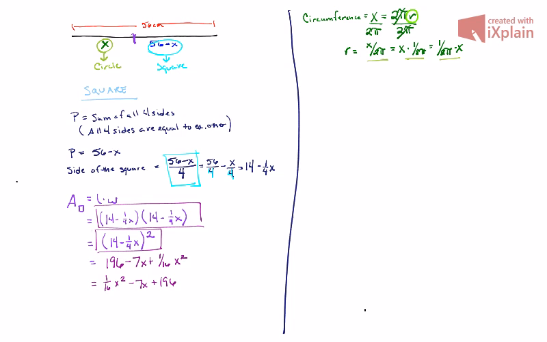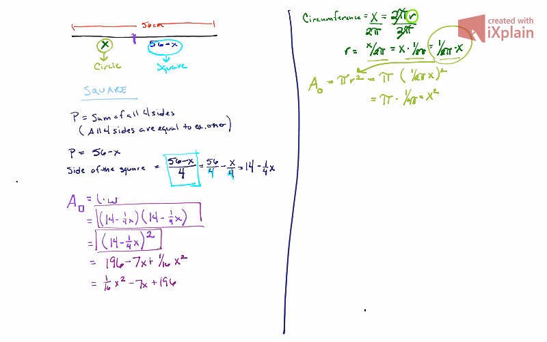So now we have enough information to find the area for the circle. I'm going to write A with a little circle underneath it just to denote it. The area for a circle is going to be pi r squared, and we know what r is, so I'm going to go ahead and substitute that in. So now I have pi times 1 over 2 pi times x, squared. If I evaluate this, I have pi times 1 over 4 pi squared x squared. Again, if you're not sure, expand that out.